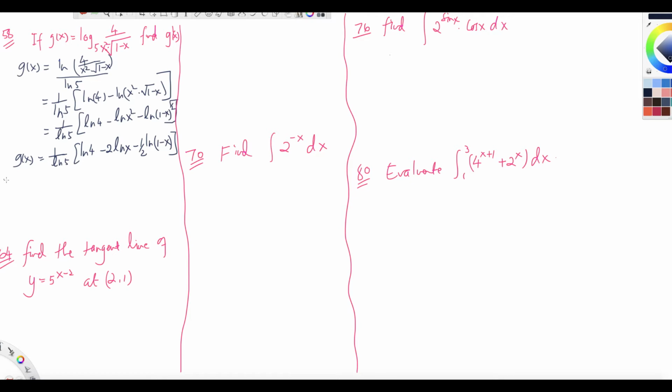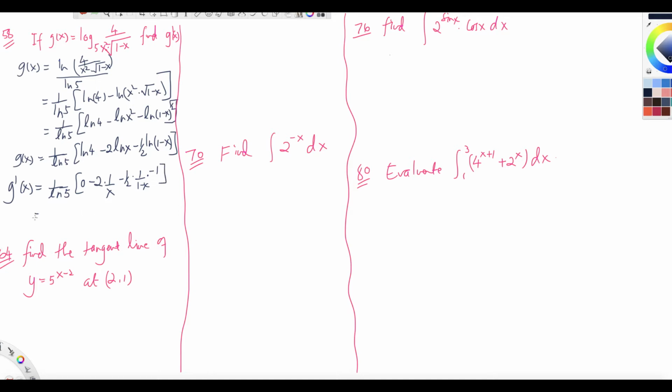Now let us find the derivative. The derivative of g of x is g prime of x. This is a constant, I can just write it down in front. The derivative of ln 4 is 0 because it is a constant. And then minus 2 times the derivative of ln x, which is 1 over x, minus 1/2. It is like ln u, where the derivative of natural log of u is 1 over u times u prime. So that is 1 over 1 minus x times u prime. U prime will be negative 1 here, and then close.